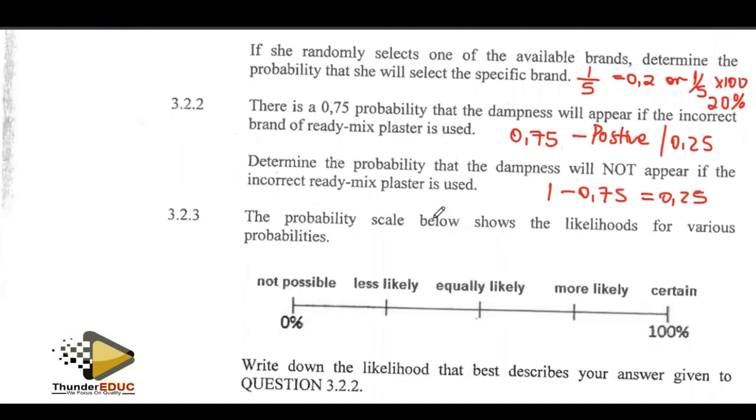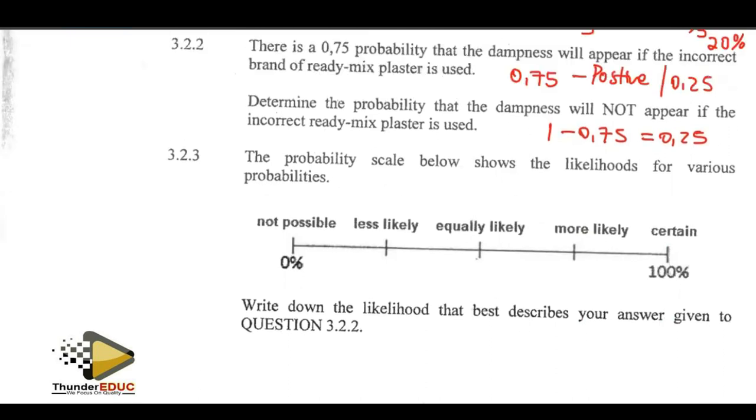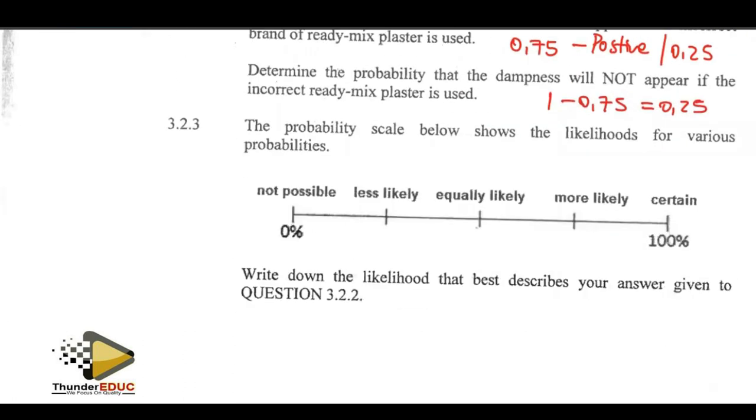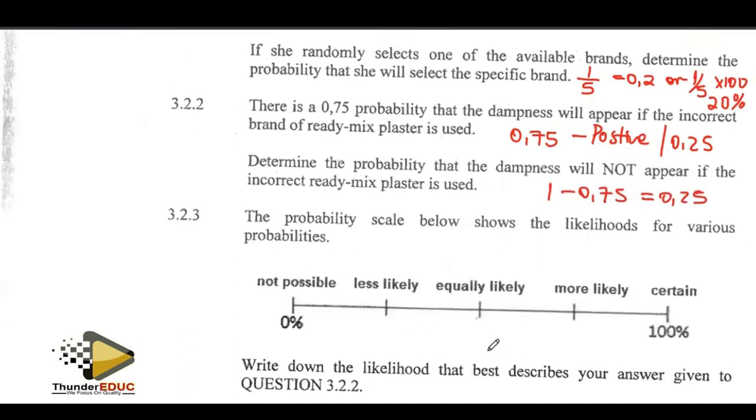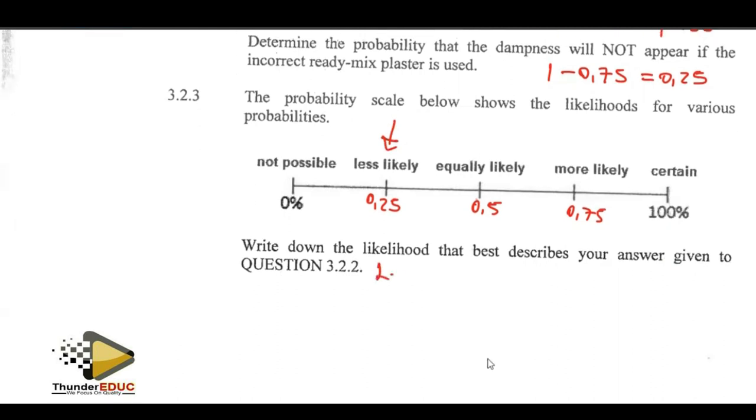The probability scale below shows the likelihood for various probabilities. Write down the likelihood that best describes your answer given to question number 3.2.2, which is 0.25. 0 is 0%, then we have 0.25, 0.5, 0.75, and it goes on. So probability, this is where it is. It's less likely.